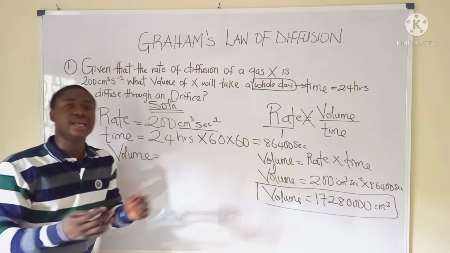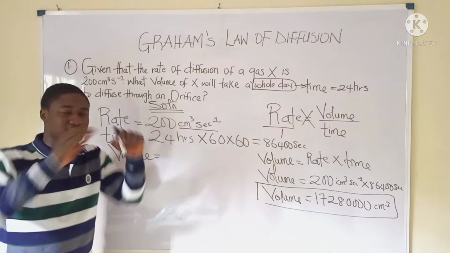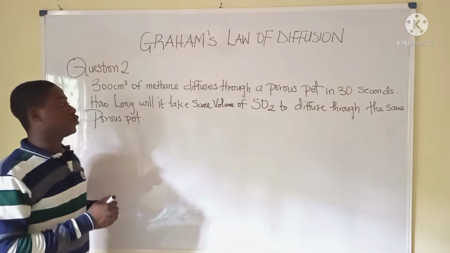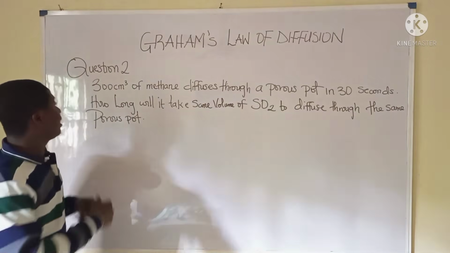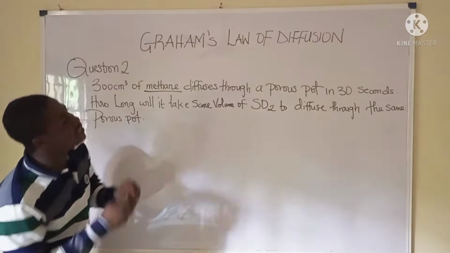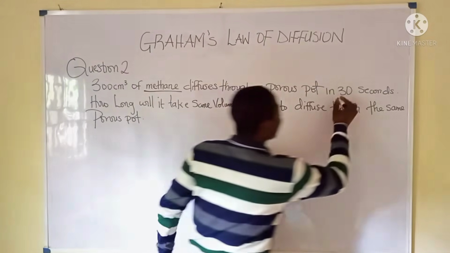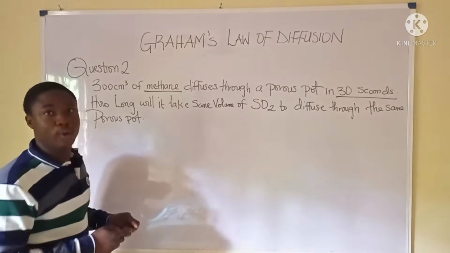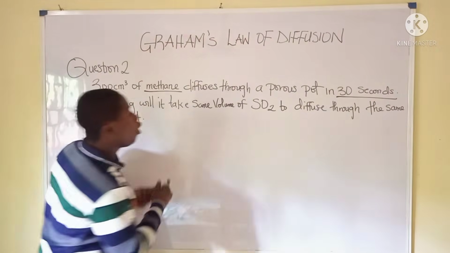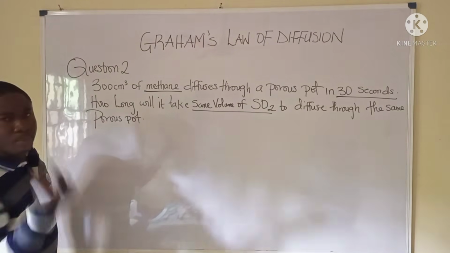Now, let's quickly move over to another practice problem that will enable us understand this concept better. Now, let's quickly move over to the second question. Now, this question says 300 cm³ of methane diffuses through a porous spot in 30 seconds. How long will it take same volume of SO2 to diffuse through the same porous spot?